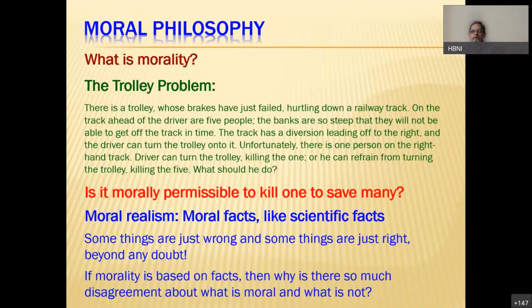So if you want to do something right, you follow this principle. If you want to do something wrong, you follow this principle. But then if morality is based on facts like that, why should there be so much disagreement about what is moral and what is not moral? Okay, so we have that kind of an issue which comes up.